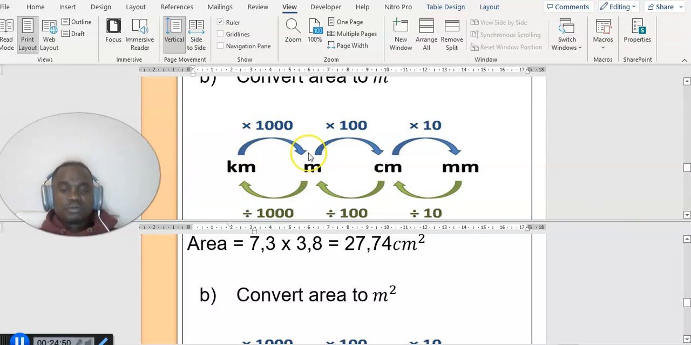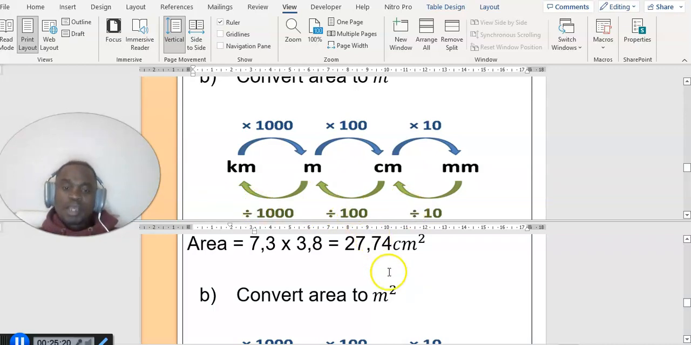When you move to this side, you are multiplying. When you are coming down, you are dividing. Alright, so you must know kilometers, meters, centimeters, millimeters. Kilometers, meters, centimeters, millimeters. So from here to here is 1000, 100, 10, which is multiplying. The same applies. This is dividing.